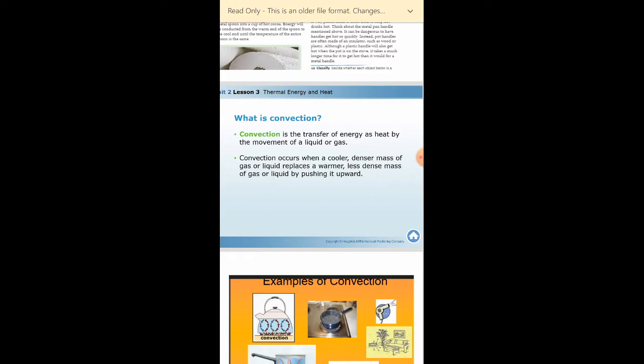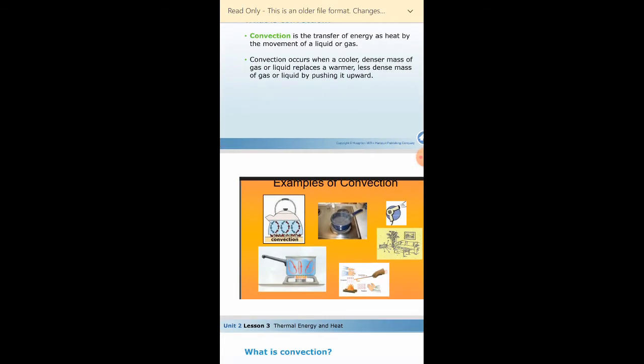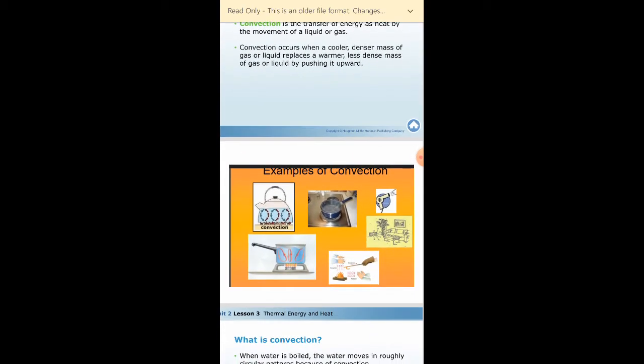How will that happen? Let's first see these examples, then we will go to our summary. Look at this boiling water in this kettle, how the water is moving circularly, in circular motion. You see, the circular motion of the water here is the convection. Also, if there was fire, the air above the fire will move in the same way, in circular motion. Let's see.